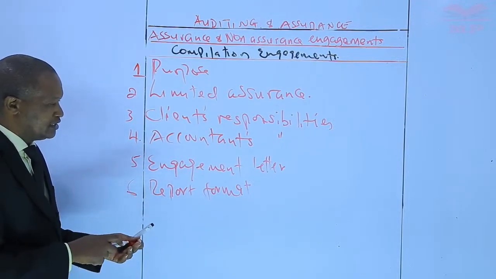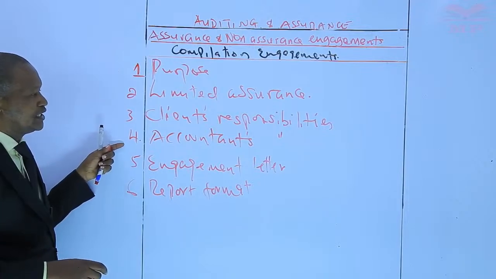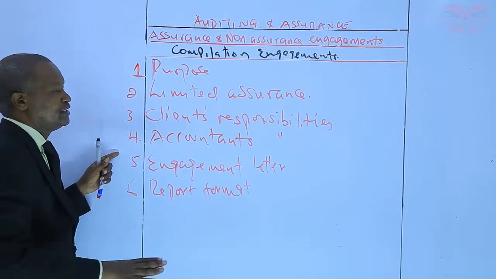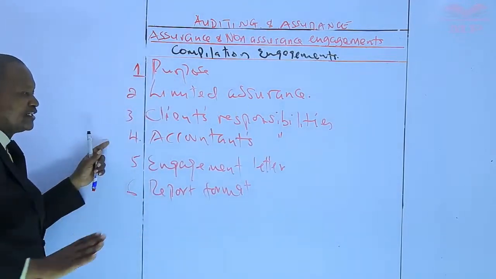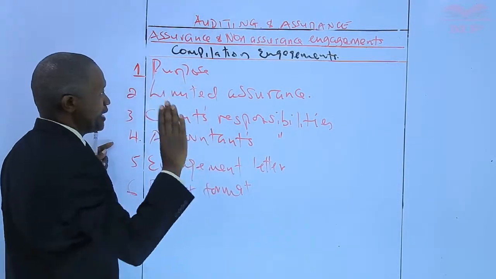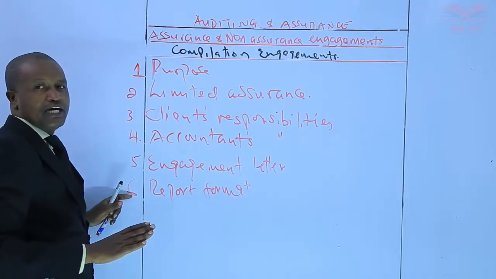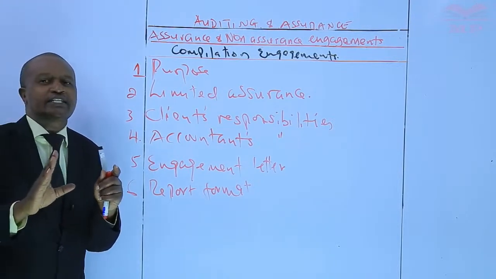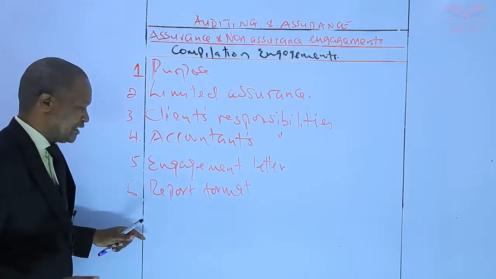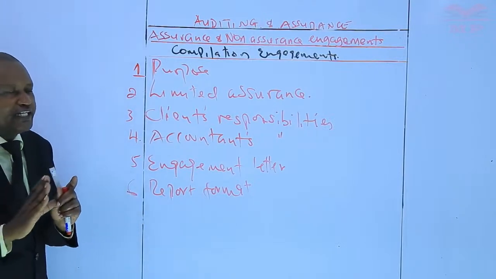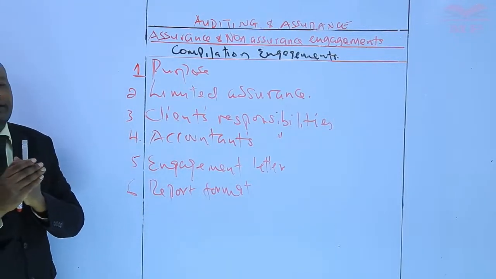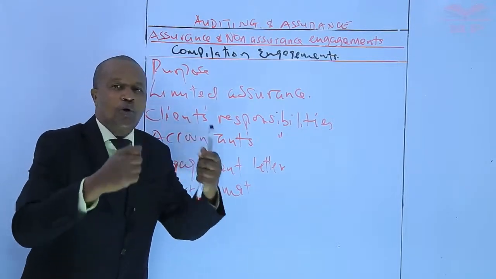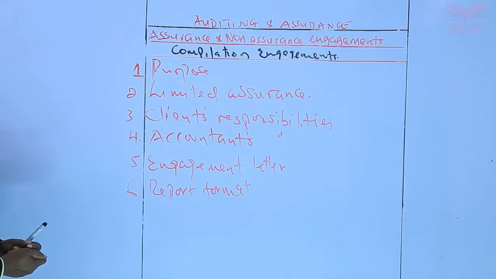Remember, the work here for the accountant is to help the organization prepare financial statements from financial information. Having prepared the financial statements, they have to be accompanied by a compilation report. The report indicates that the financial statements have been compiled but do not provide any assurance on their accuracy. It must clearly state that no audit or review procedures were performed during the compilation engagement.